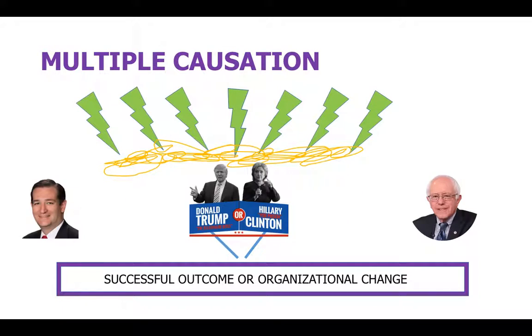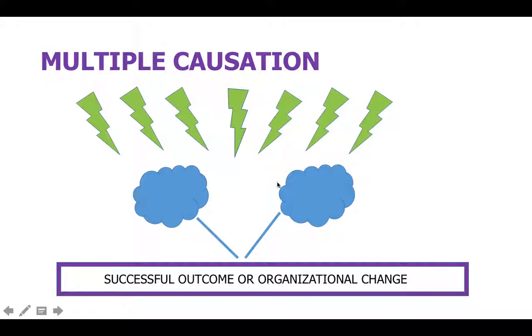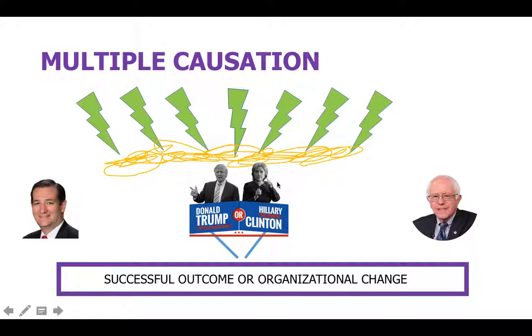Let's take the presidential election yet again. We've of course got Donald Trump or Hillary Clinton. Those are, again, these blue clouds, the two choices that we have. The result of the 2016 election is successful outcome or organizational change. We're going to have a new president, right? But there are a host of variables that led to this even being possible. On the Republican side, we had Ted Cruz drop out, fighting a bitter fight to the end. Same thing with Bernie Sanders for the Democratic Party.